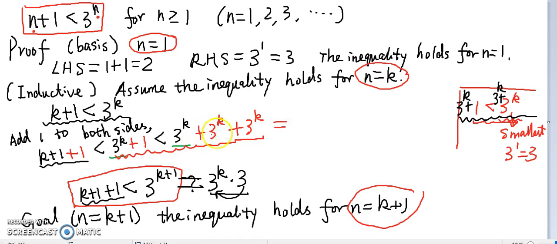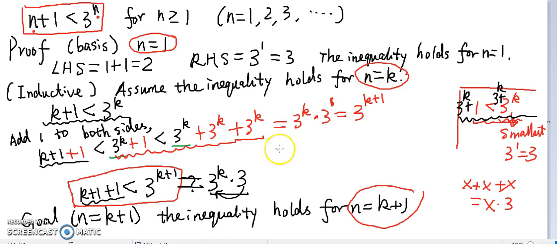And now we know this by using simple math. Adding 3 copies of 3 to k is like 3 to k times 3. And it's just like if we add x and x and x, we will get x times 3. So instead of having x plus x plus x, we have 3 to the k plus 3 to the k plus 3 to the k, which is 3 to the k times 3. By algebra, multiplying the numbers, the exponents with the same base, we keep the base 3, we add the exponents. So if we just look at the left-hand side, they match, and the right-hand side, they also match now.